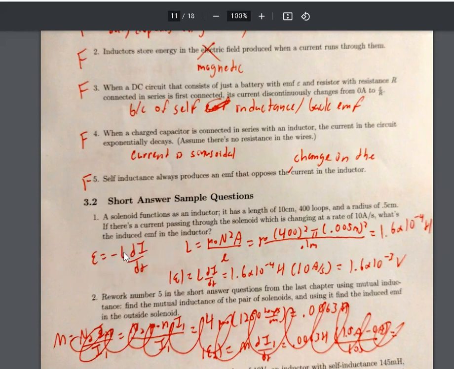We weren't given the self-inductance, but we do have a formula for it as long as it's a solenoid. So if it's a solenoid, it's mu naught times the total number of loops squared times the area of each loop divided by the length. So these are things that we know all of. There's 400 loops. The length was 10 centimeters. And the area, it's the area of a circle, is pi r squared. So it's pi times the radius squared.